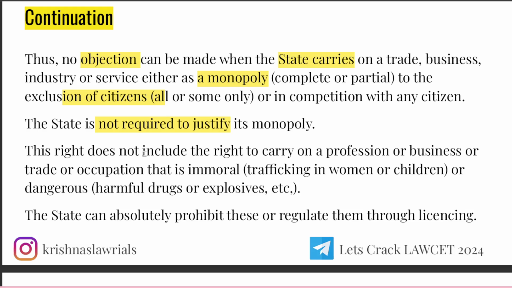This right does not include the right to carry on any profession, business, trade or occupation that is immoral. Again, nothing illegal is covered in this. So you can't say, I'm smuggling ganja, so I'm under trade and occupation, I'm doing it under Article 19(1)(g). You can't do that because it is immoral. Trafficking in humans, that is women and children, and smuggling of harmful drugs and explosives, you can't do that.